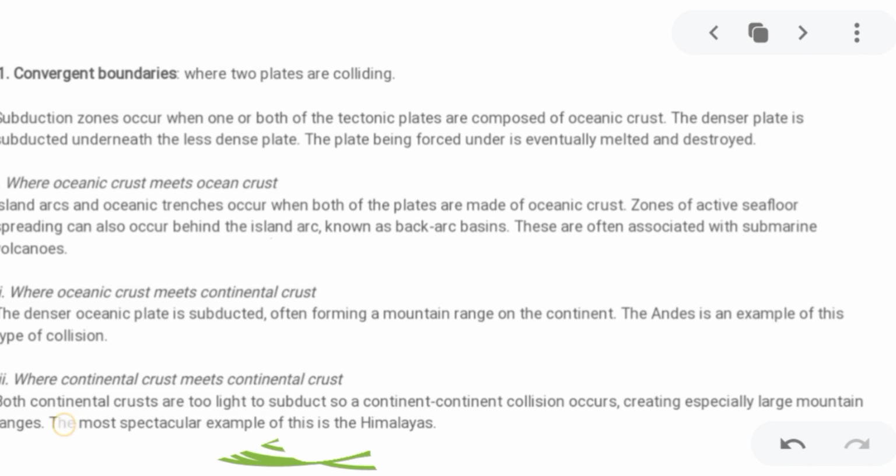And then, another one where continental crust meets another continental crust. Ang mangyayari naman doon, both continental crust are too light to subduct. So, hindi sila magka-subduct, hindi siya lulubog dahil less dense. So, what will happen is continent collision occurs, creating especially large mountain ranges. An example of this is the Himalayas mountain range for this one.